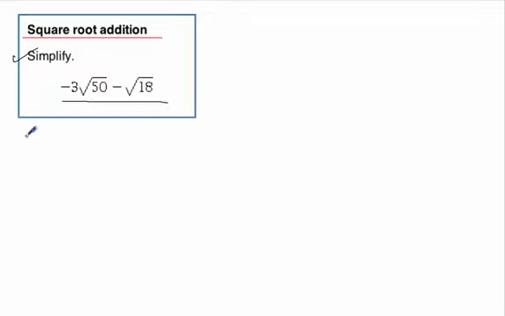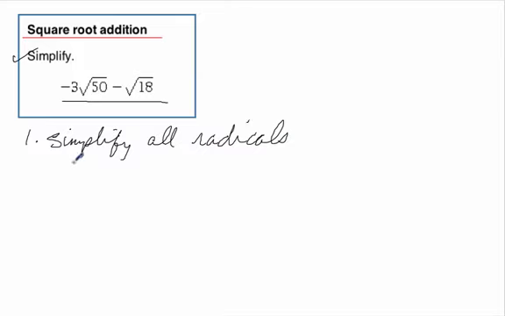Well, step 1. You've got to simplify all radicals. So that's the first step. So we've got two little mini problems, okay? So we've got this one and then this one.